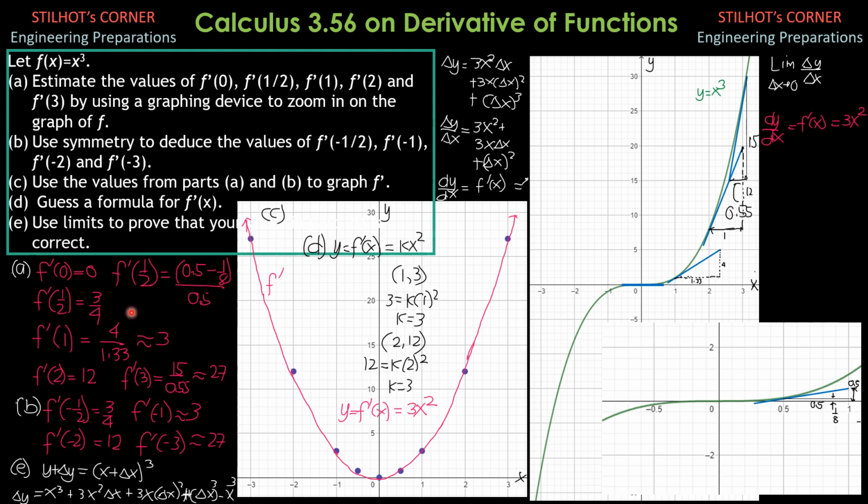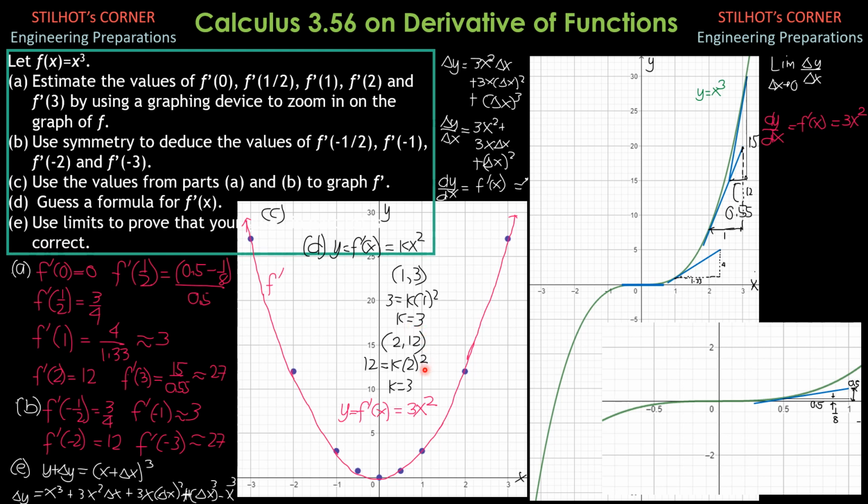Then part D, guess a formula for f prime of x. So to guess a formula, it is equal to 3x squared. The graph is 3x squared. So f prime of x is in general kx squared. At 1, 3, x is 1 and y is 3. So k is 3. So the graph would be y equals k, which is 3x squared.